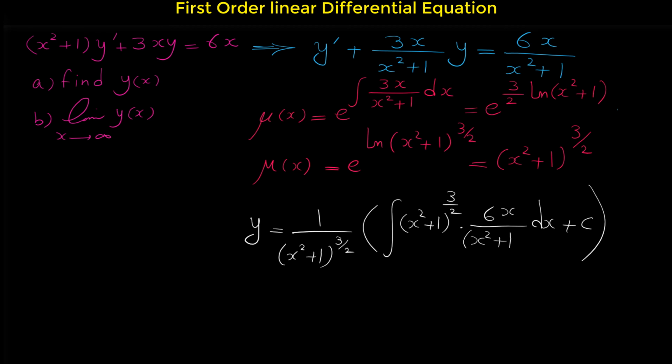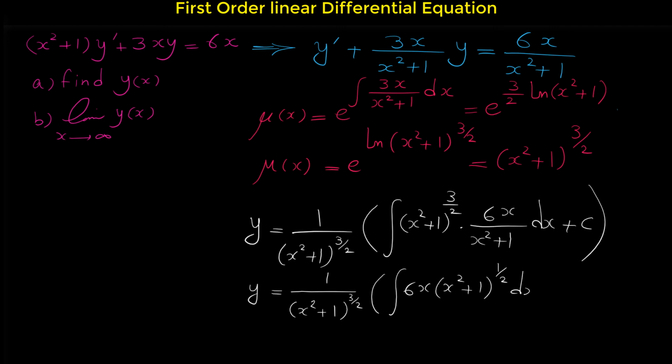We can simplify x squared plus 1 in denominator, which has power 1 here, with x squared plus 1 to the power of 3 over 2. If we cancel and simplify this with this, x squared plus 1 with power 1/2 remains in numerator. So we have y equals 1 over x squared plus 1 to the power of 3 over 2 times by integral of 6x times by x squared plus 1 to the power of 1/2 dx.